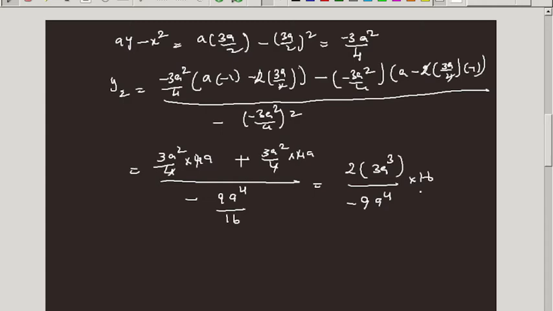If we take the reciprocal of this, we get 16. Here we can cancel this 3, we get 3 times. If we multiply this, we get minus 32 dividing by 3. Here a power 3, here a power 4 is there. If we simplify this, we get a in the denominator.